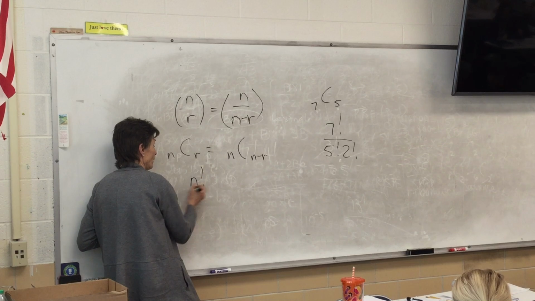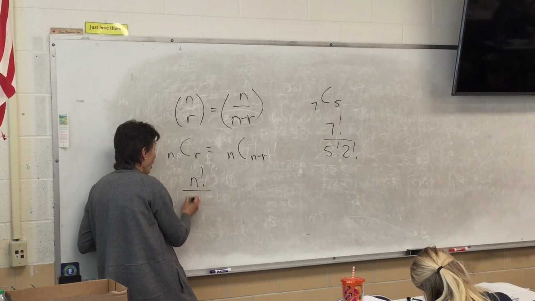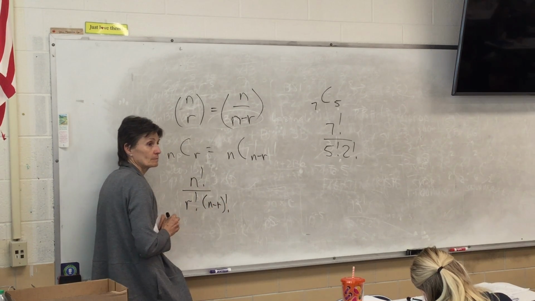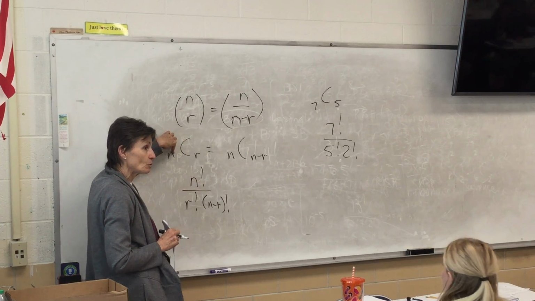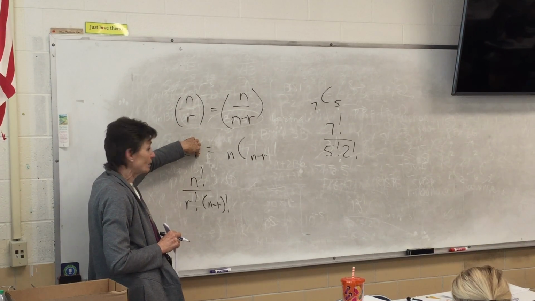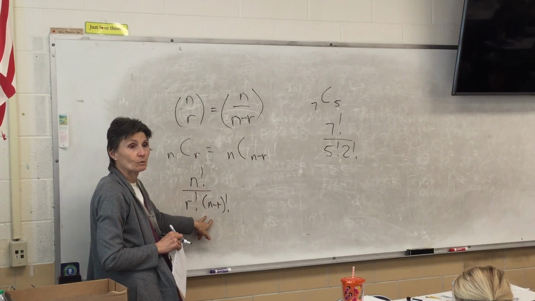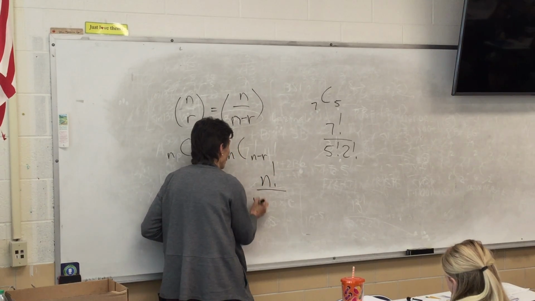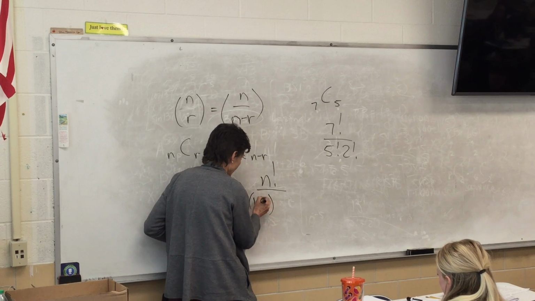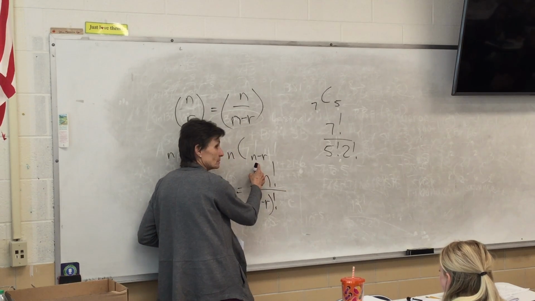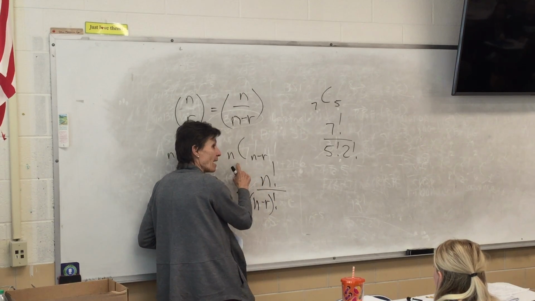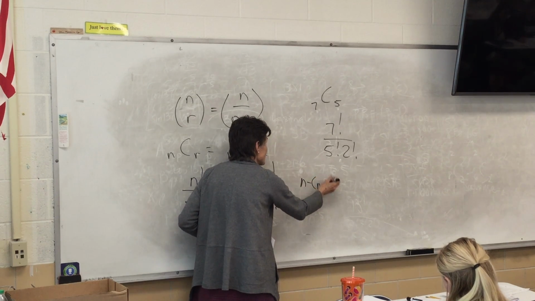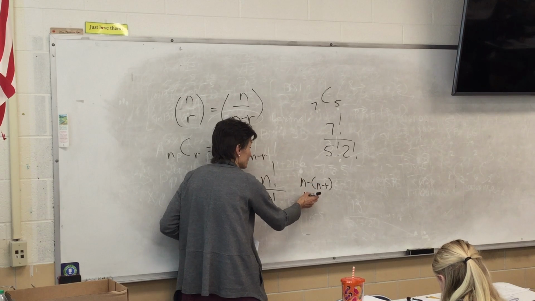So, what is this? It would be n factorial over r factorial, and then n minus r factorial, because it's this number factorial over this number factorial, and also over the subtraction factorial. So what would this one be? N factorial over n minus r factorial. And then how do I get this last piece? I have to subtract these. So n minus r, what does that end up equaling?